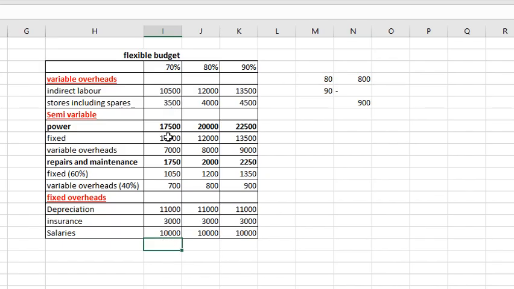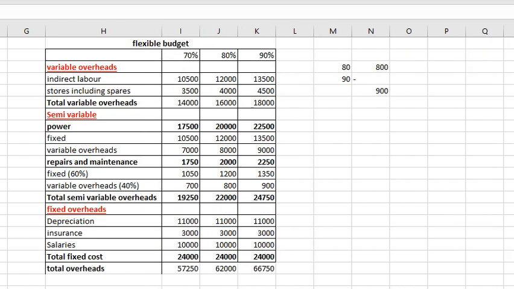So the total cost we have got is under variable overheads. We will do the calculation. Before we total up, there are slight changes we are supposed to make.